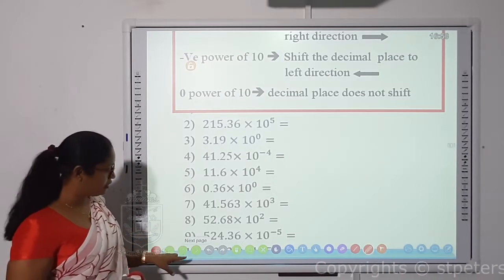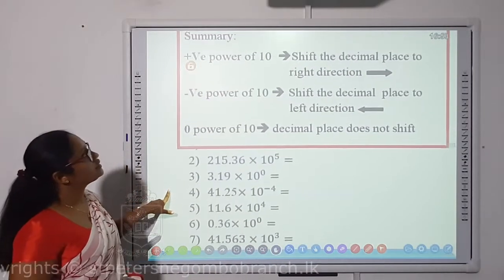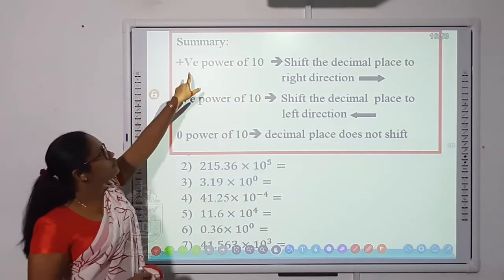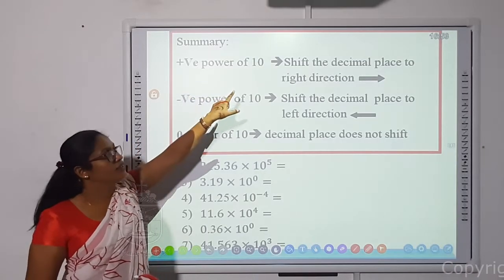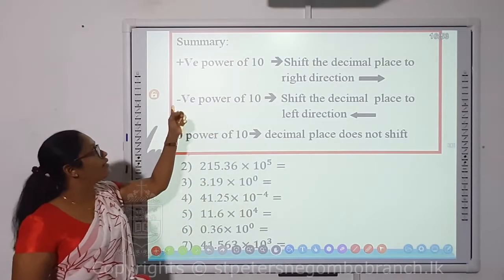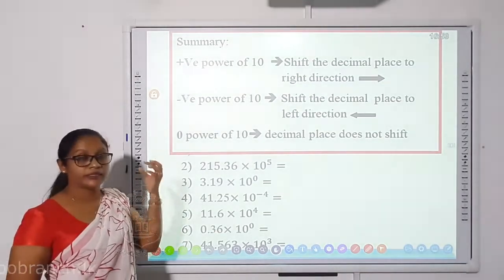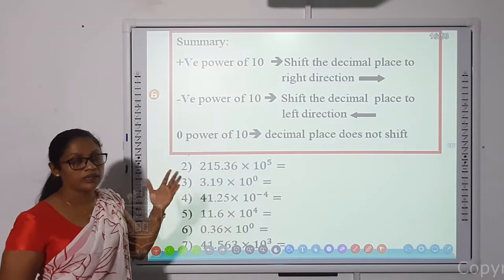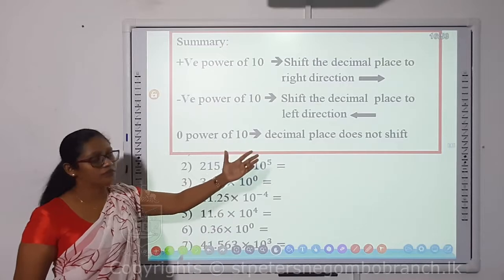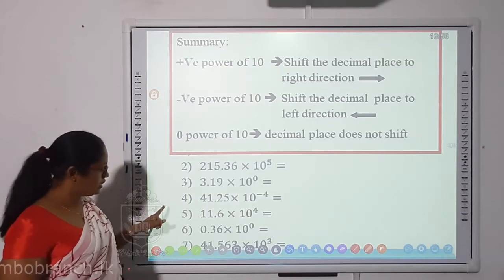Not the scientific notation yet, still the summary of the part which we discussed up to now. Look at the summary here. A positive power of 10 says what? Shift the decimal place to the right direction. And the negative power says what? Shift the decimal place to the left direction. And one more thing, the number in the power says by how many places. So 0 power says the decimal place does not shift. Don't change the decimal place. With this summary, you try these questions.